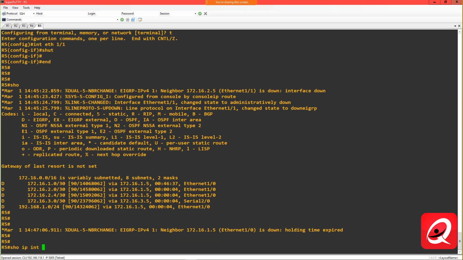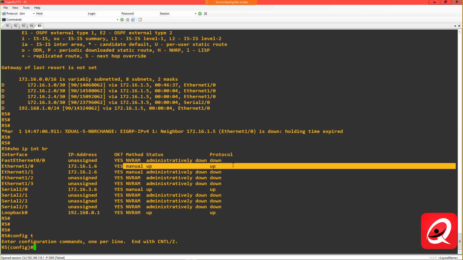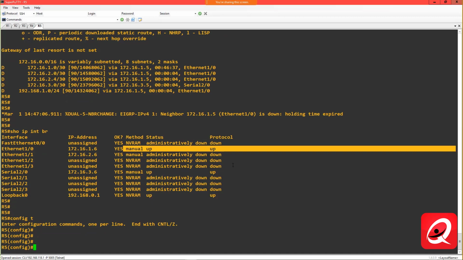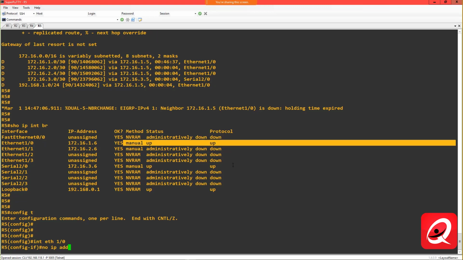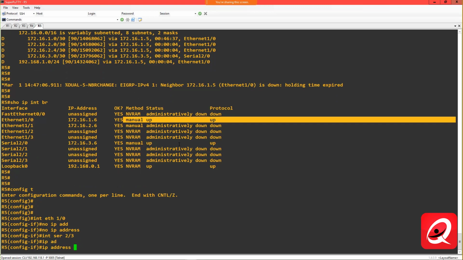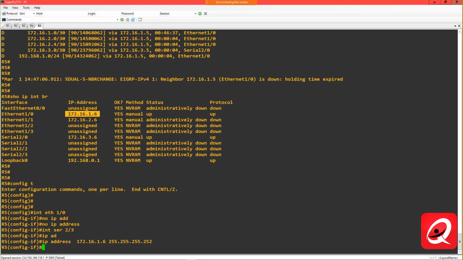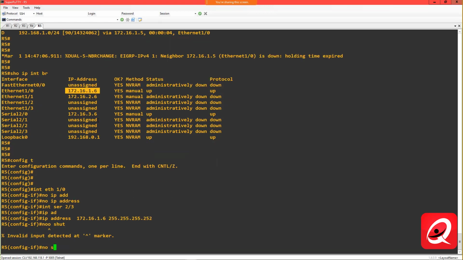Show IP interface brief, config T. That was why it was throwing me off, because it was saying up, but there's actually nothing physically plugged into the port. But that's a GNS3 thing. Ethernet ports are always up for some reason in GNS3. That's why I was like, is there a cable still plugged into that port? Doesn't make any sense to me. But all right, so no IP address on that guy. Interface serial 2.3, IP address, and we'll just use this address here, 255.255.255.252. No shut.